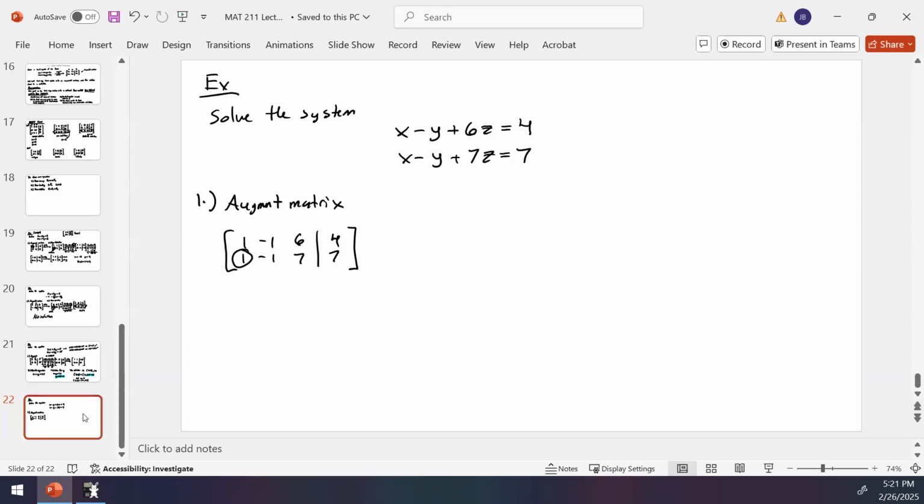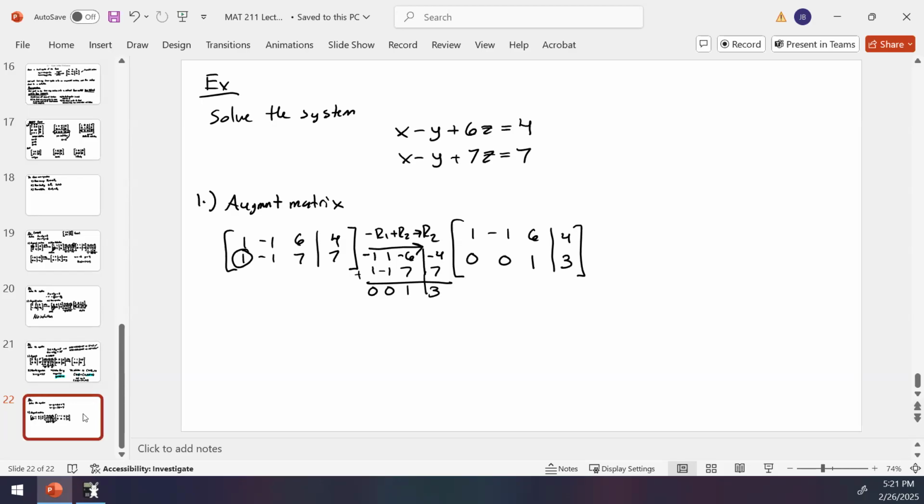I want to eliminate this number first. So we're going to eliminate that and make it a 0. So negative row 1 plus row 2 is my new row 2. And so we get -1, +1, -6, -4, and then 1, -1, 7, 7. Now, row 1 is not going to change permanently right now. That's just a temporary change. If I add these together, I get 0, 0, 1, and I get 3.